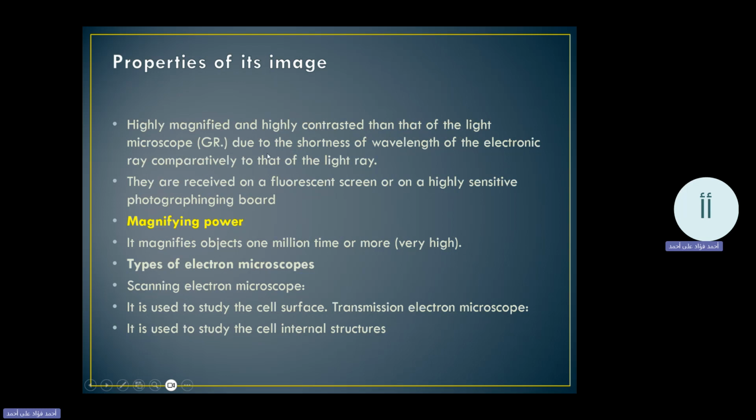ليه؟ لأنه due to the shortness of the wavelengths of the electronic ray compared to that of the light ray. كمان هنا image received on a fluorescent screen or on a highly sensitive photographic board. احنا هنا عندنا two types of electron microscope. في scanning electron microscope وفي transmission electron microscope. ال scanning electron microscope is used to study the cell surface. The transmission electron microscope is used to study the cell internal structure.